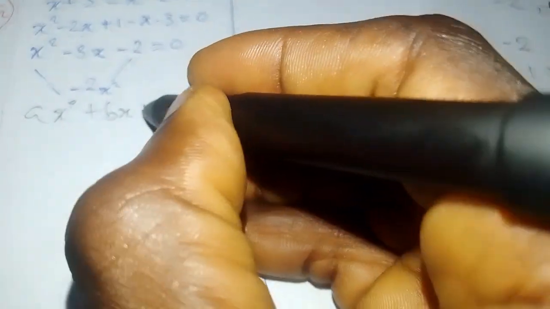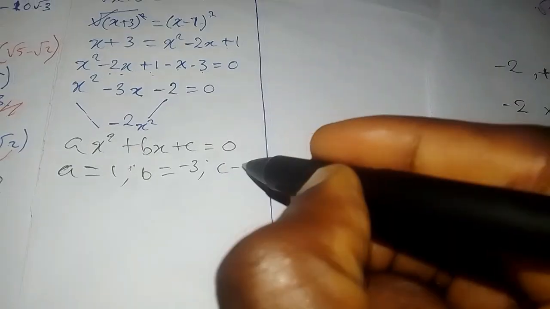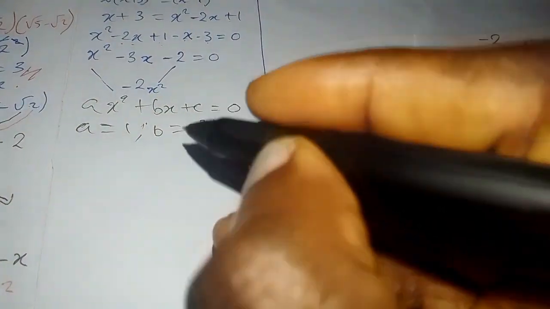So using the quadratic formula, we compare it to ax square plus bx plus c equals 0. We can all see that a equals 1, b equals minus 3, and c equals minus 2. So from here, how do I take a step forward? Remember the quadratic formula states that x is equal to minus b plus or minus square root of b square minus 4ac, all divided by 2a.